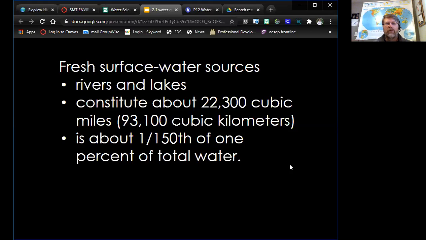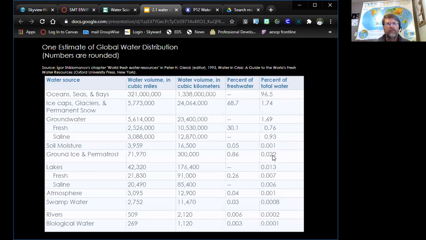Okay, but the truth is, if we mess that up and we let the salt enter the environment, these lakes and rivers are only 1 out of 150th of a percent of the total water on Earth. Okay, so it really is a rare commodity to have all this fresh water. Okay, again, if you wanted to see the detailed numbers here, I'm not going to read them out, but you see there's a lot of different places where water is, and oceans, seas, and bays really dominate the total amount of water.